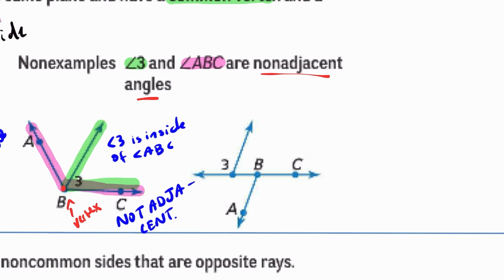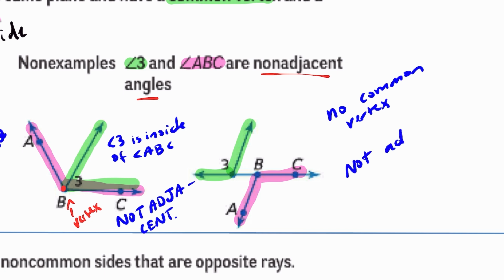Now let's take a look at the example to the right. Angle 3 and angle ABC are not adjacent angles. This is angle 3, and this is angle ABC. These two angles do not share a common vertex. So we can safely conclude that these two angles are not adjacent.